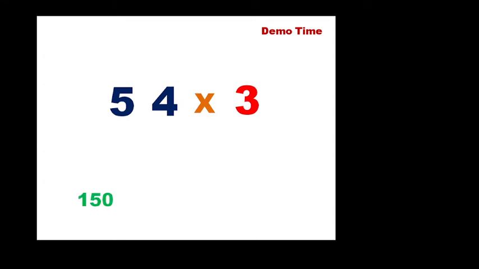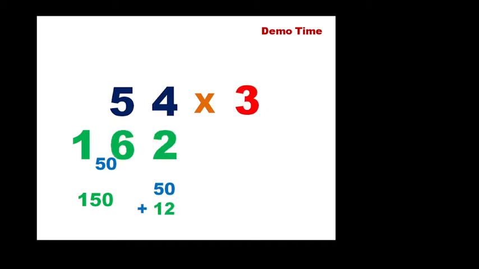So we take one more example. 54 into 3. So what is your first step? 5 3s are 15. Okay, 150. The 50 is carry over. And 4 3s are 12 plus 50. Yes, exactly 62. So the answer is 162.